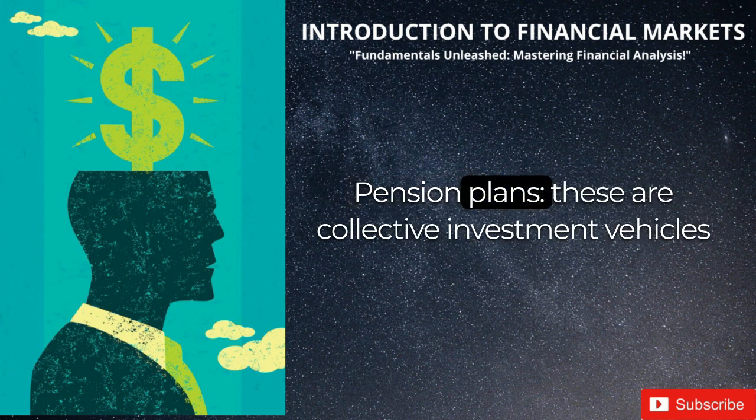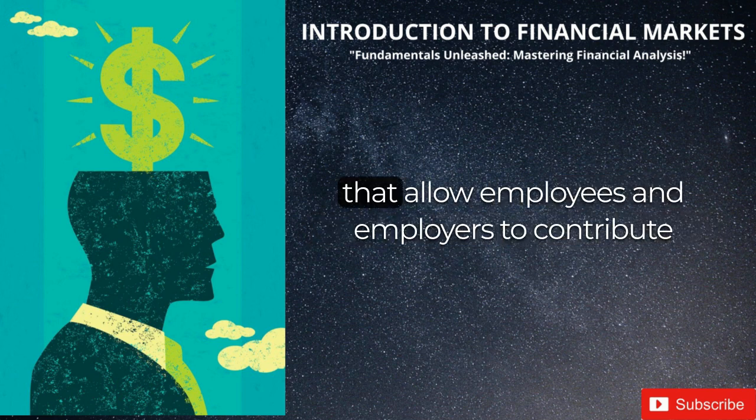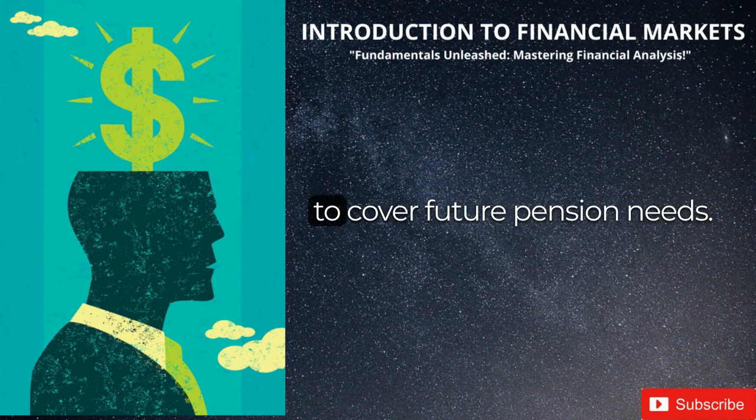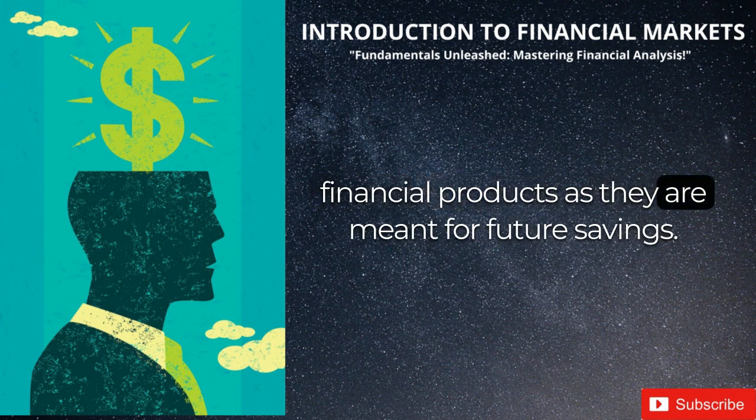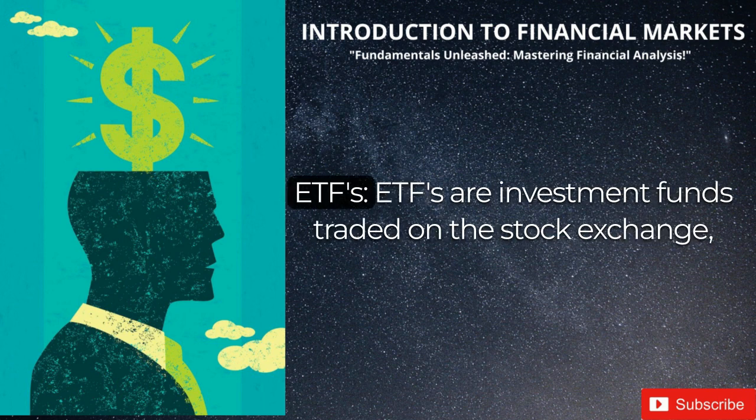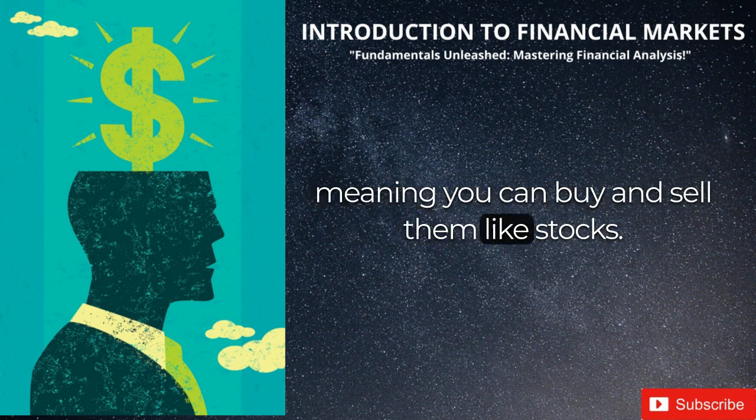Pension plans. These are collective investment vehicles that allow employees and employers to contribute to a fund that will be invested to cover future pension needs. The liquidity of these funds may be lower than other financial products as they are meant for future savings. ETFs. ETFs are investment funds traded on the stock exchange, meaning you can buy and sell them like stocks.